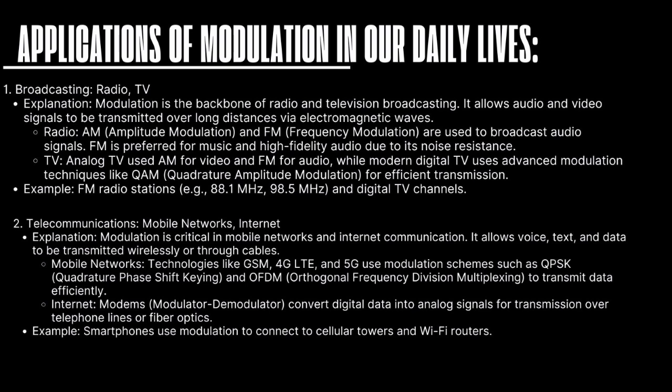Second is telecommunication. Modulation is critical in mobile networks and internet communication. It allows voice, text, and data to be transmitted wirelessly or through cables. Technologies like GSM, 4G LTE, and 5G use modulation schemes such as QPSK and QOFDM to transmit data efficiently. Even your smartphone uses modulation to connect to cellular towers and Wi-Fi routers.